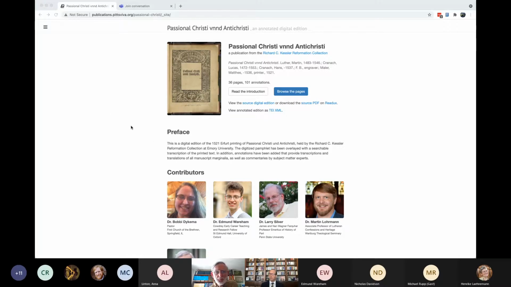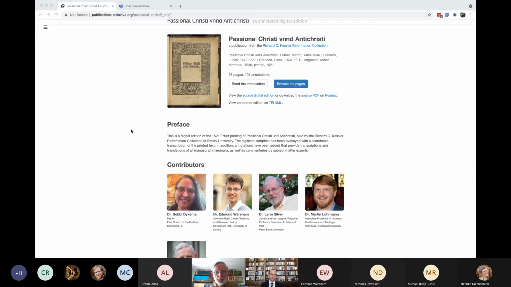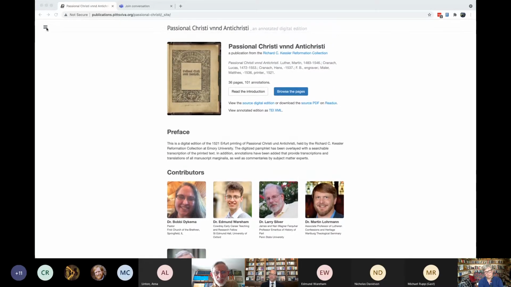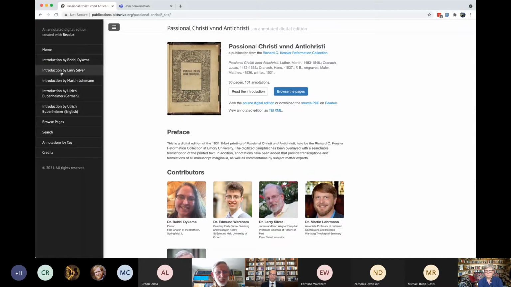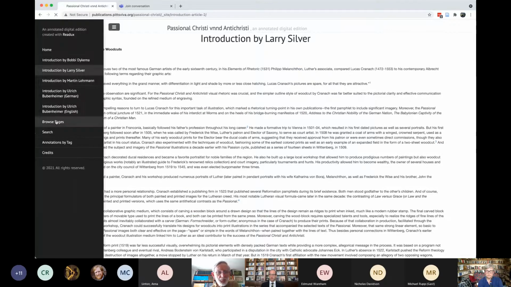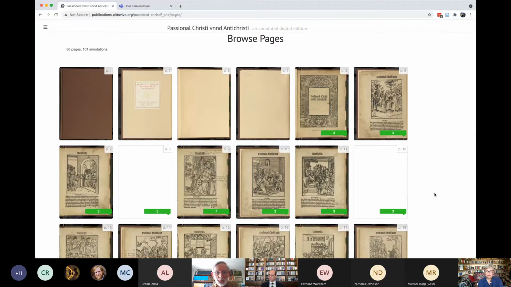The Passional itself combines the work of several scholars. We attempted to pull from a number of disciplines, including those who work on language and history, like Edmund we've seen, but also art historians like Larry Silver of Penn State University, Martin Lorman, historian of Reformation theology from Wartburg Seminary here in the United States, and then, of course, our friend Professor Bubenheimer, who has worked on the annotations. Each of them has provided a brief introduction to the Passional from their own particular disciplinary perspective that you can read online. But of course, the great fun is to explore the pamphlet itself.